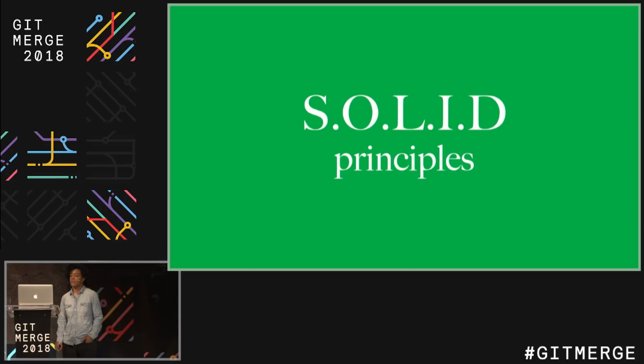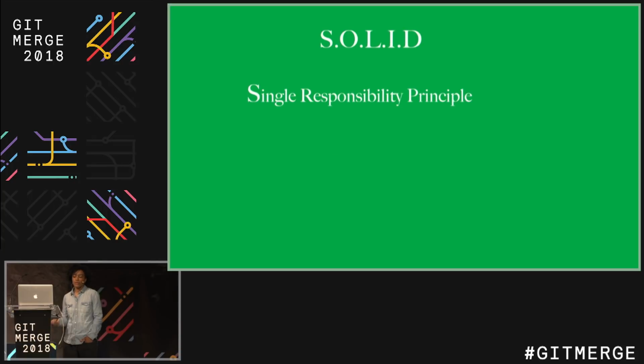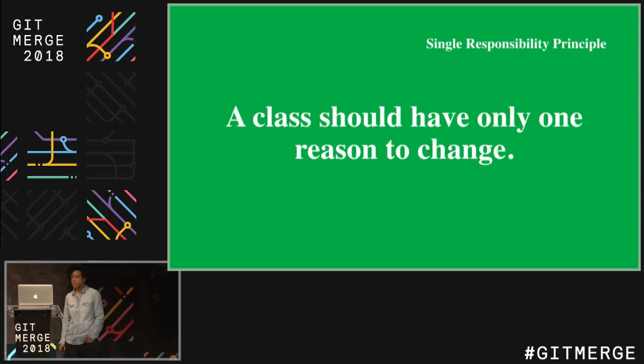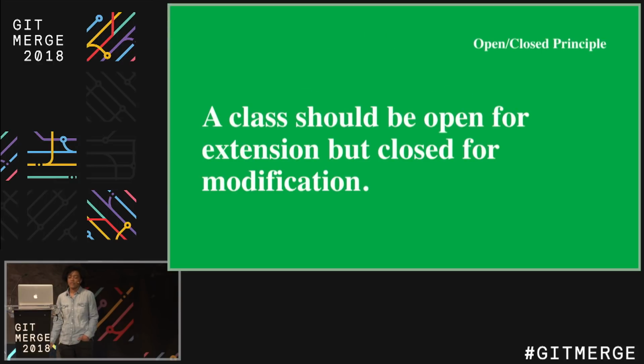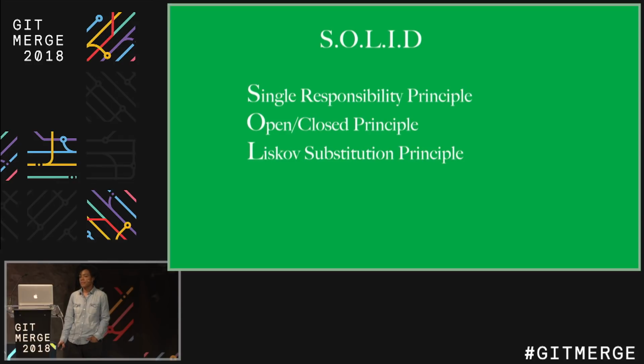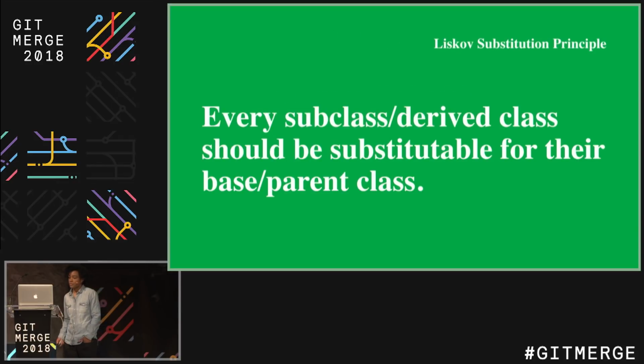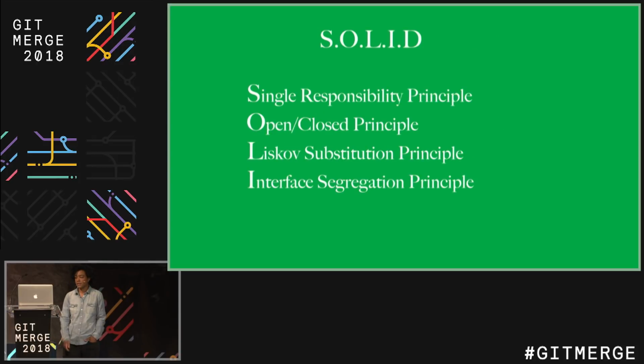The SOLID principles are 5 design principles for object-oriented development laid out by Robert Martin and intended to make software more flexible and maintainable. So let's just run through what these principles are. The first one is the single responsibility principle. A class should have only one reason to change. The next one is the open-closed principle. A class should be open for extension, but closed for modification. Then comes the Liskov substitution principle. Every subclass or derived class should be substitutable for their base or parent class.